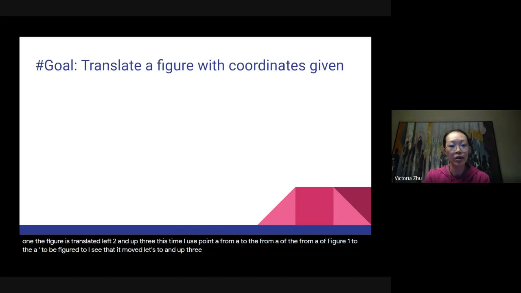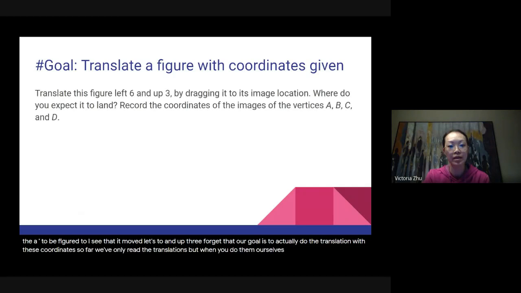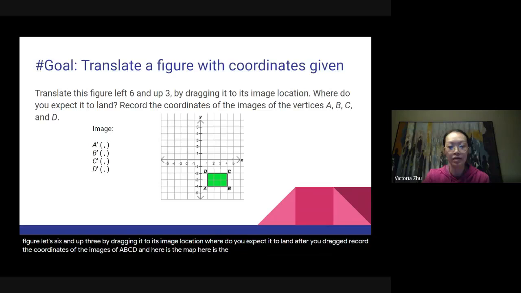So let's not forget that our goal is to actually do the translation with these coordinates. So far, we've only read the translations, but we need to do them ourselves. So try to translate this figure left 6 and up 3 by dragging it to its image location. Where do you expect it to land? After you drag, record the coordinates of the images of A, B, C, D. And here's the graph.